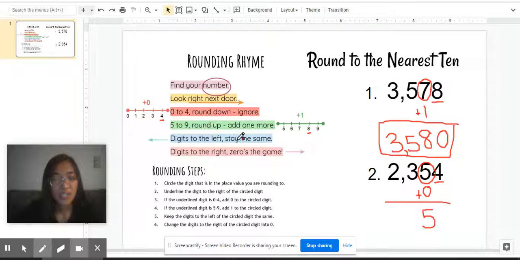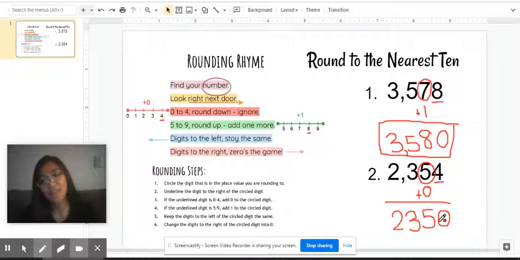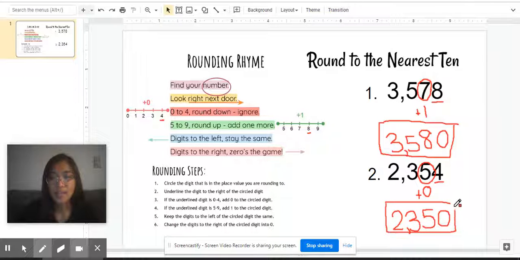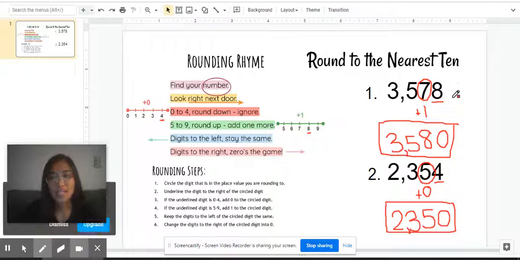And then digits to the left stay the same. That tells me 2 and 3 can be kept. And digits to the right, zeros the game. That tells me 4 will turn into a 0. And again, there is a comma after every 3 digits starting from the ones place. 1, 2, 3, comma over here. Box my answer. 2,354 rounded to the nearest 10 is 2,350. There you go.